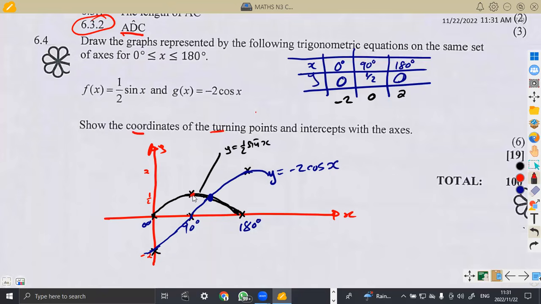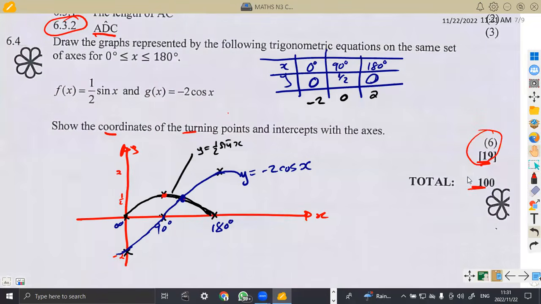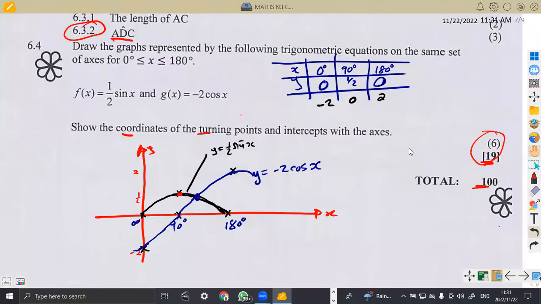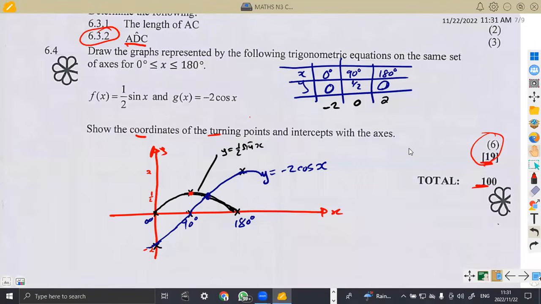So we've got our turning points here, 90 versus half, and the intersection and so forth, the intercepts with the x-axis, and we've got 6 marks for that to make 19, and a total of 100 from the whole question paper, which was written November 2022, Mathematics N3.